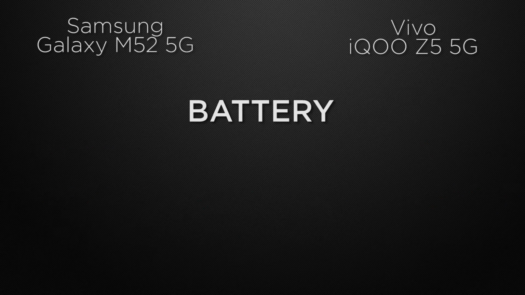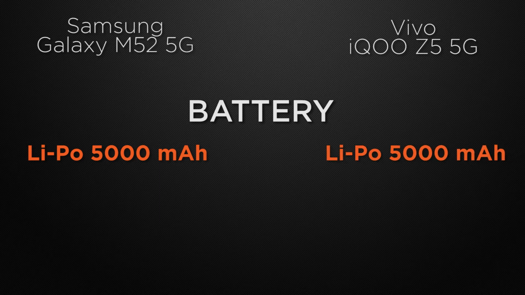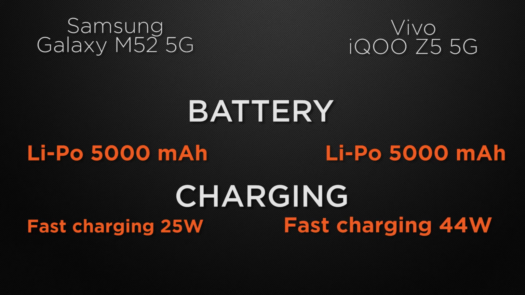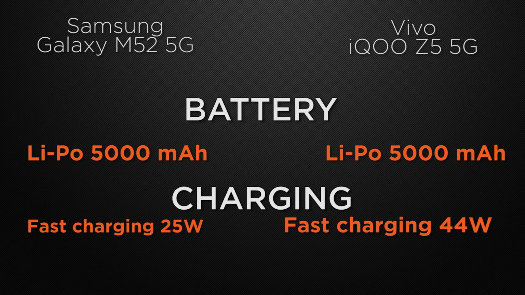Let's talk about the battery capacity of the devices. M52 has 5000 mAh of battery capacity, whereas Z5 also has 5000 mAh of battery capacity. So it's a tie because both of the devices have the same battery capacity. Let's talk about the charging speed of the devices. M52 has 25 watts of fast charging, whereas Z5 has 44 watts of fast charging. So the winner here is Z5 because it can charge up your device faster.